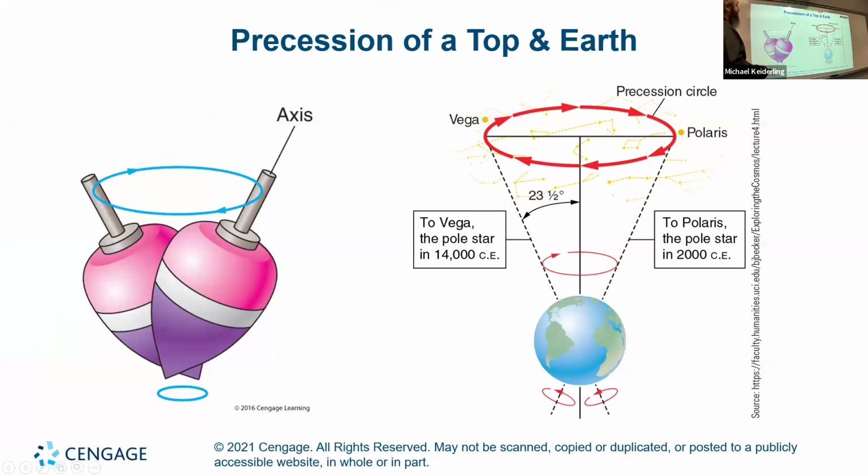So, over about 25,800 years, the Earth will precess completely. So, the pole star in 2000 CE is Polaris. In 1400 CE, it will be Vega as things move.